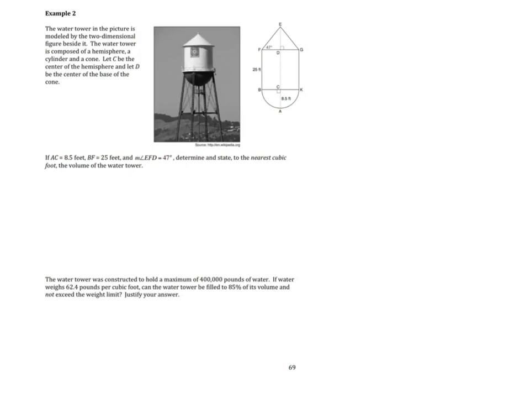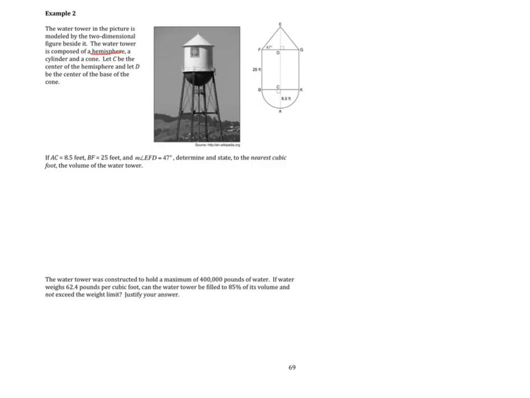Example 2. Oh, this one is a multi-step doozy. The water tower in the picture is modeled by the two-dimensional figure beside it. The water tower is composed of a hemisphere, that's important, that's 1/2 of a sphere, a cylinder, and a cone. Let C be the center of the hemisphere and let D be the center of the base of the cone.